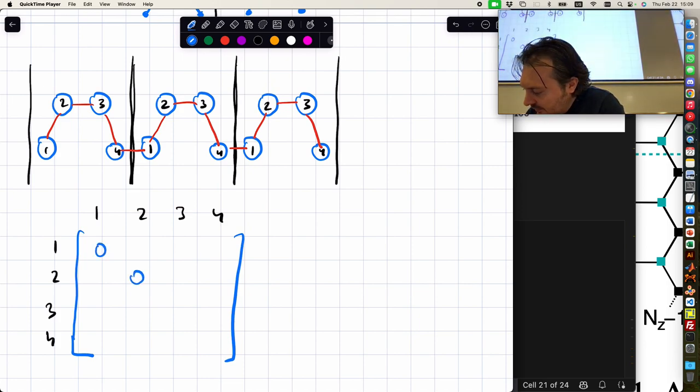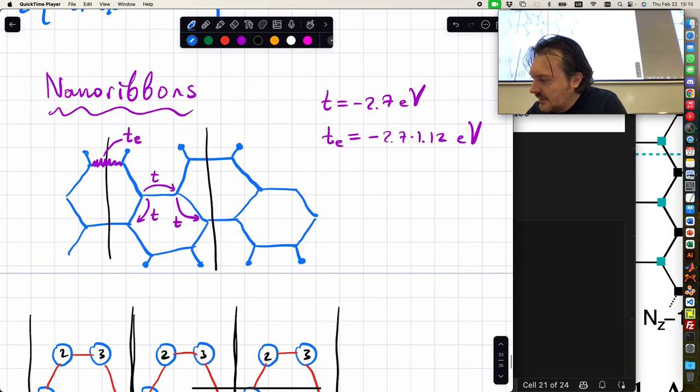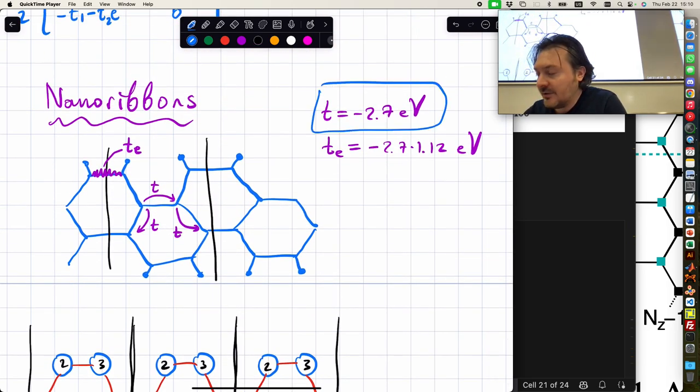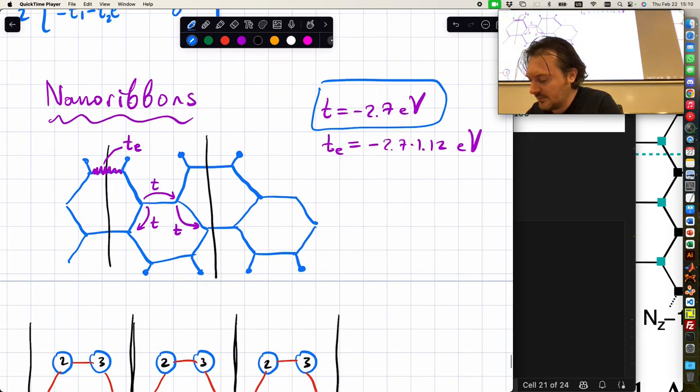0, 0, 0, 0. Is there an interaction with 1 and 2? Yes, and it is T, right? T itself is minus, so I will just write T. Is that okay with you? Yeah. Instead of minus T and having T positive, it's T is minus.